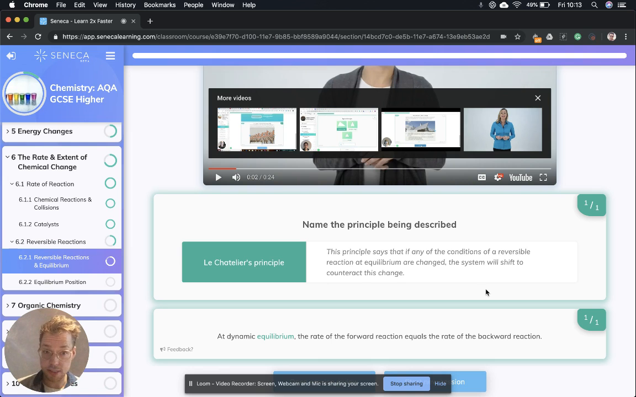Okay, so that brings us to the end of reversible reactions and equilibrium. In a subsequent episode, I'll be talking about equilibrium position, which is also very important, so make sure you check that out. I hope this lesson has been useful, and hopefully I will see you in the next installment.